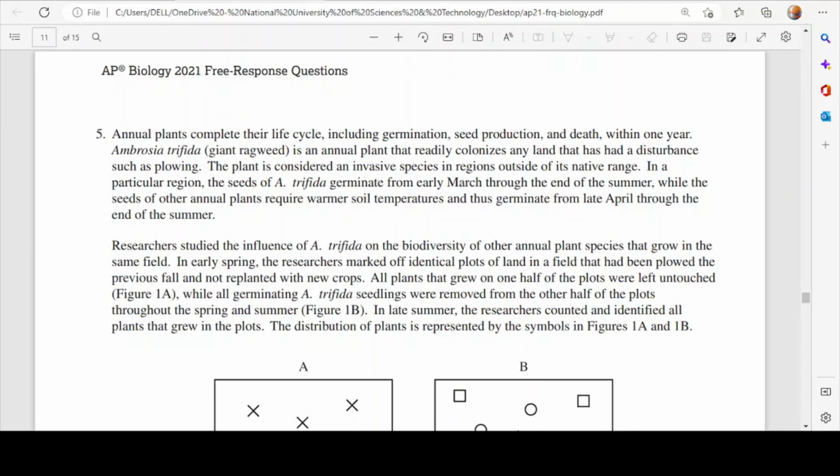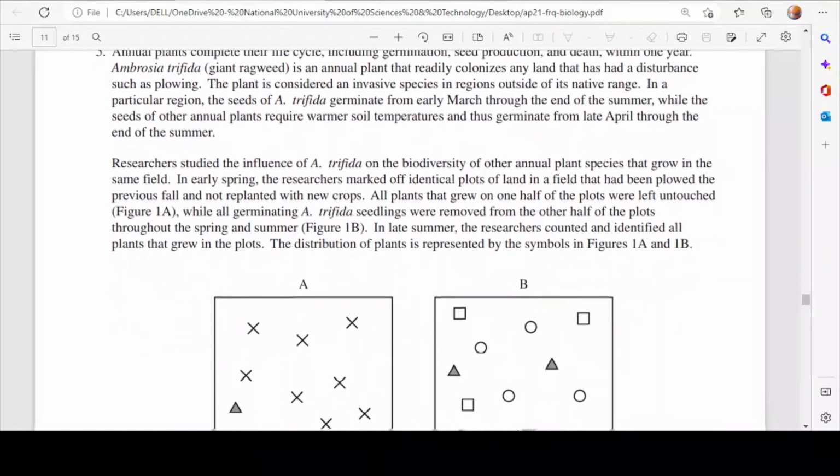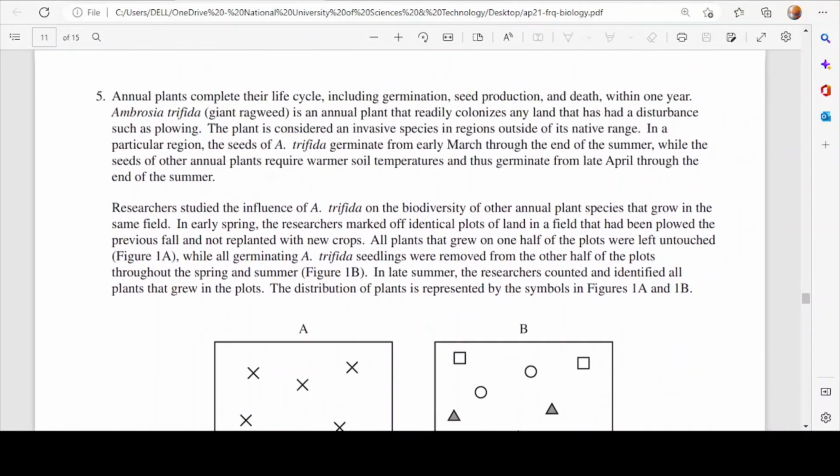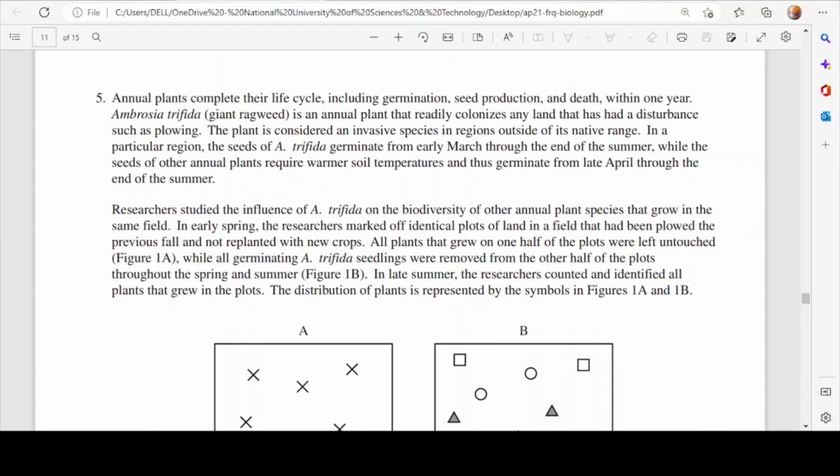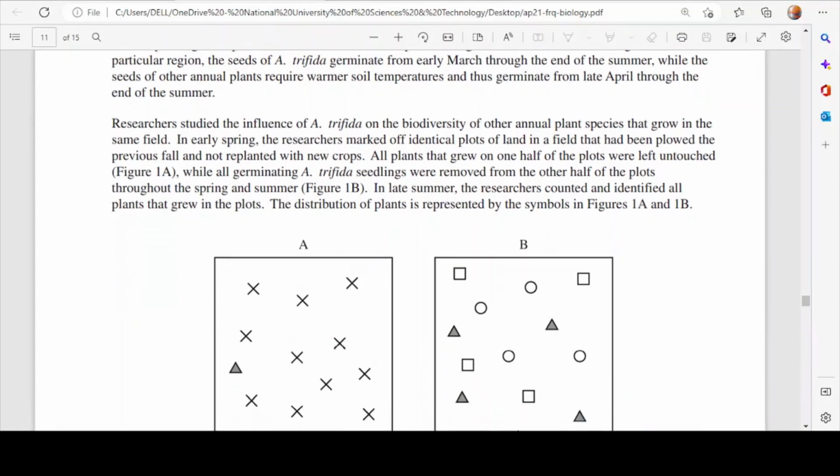Question 5 of the AP Biology exam. This question talks about a study done by researchers about the influence of a plant called Ambrosia trifida, or ragweed, and the influence of this plant on the biodiversity of other plant species that grow in its vicinity.